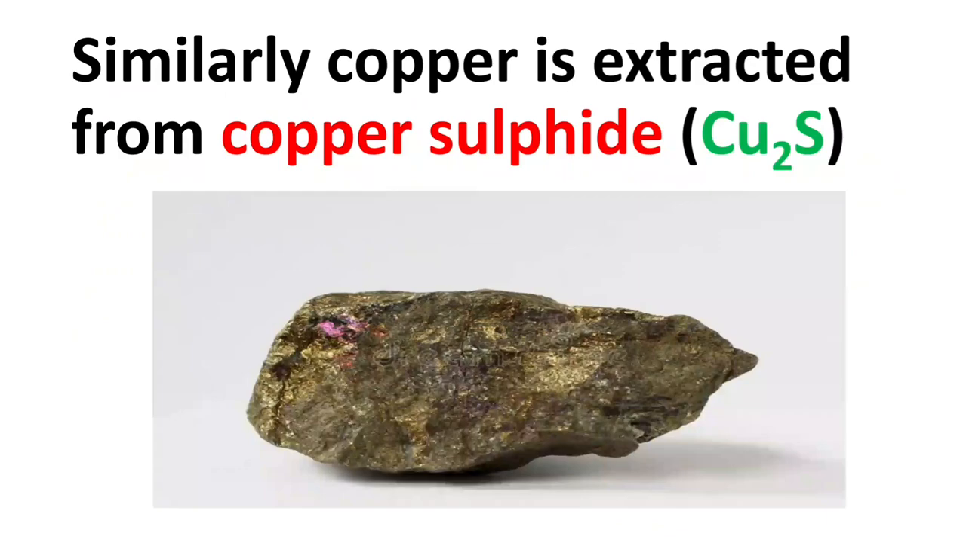Similarly, copper is extracted from copper sulfide, Cu2S. This is the figure of the copper ore Cu2S. The reaction process for copper is also given in your textbooks. Please go through the reactions and learn them properly. So in this video we have learned the simple extraction process of the metals at the bottom of the reactivity series. In the next video we are going to learn about the extraction of the metals that are in the middle portion of the reactivity series.